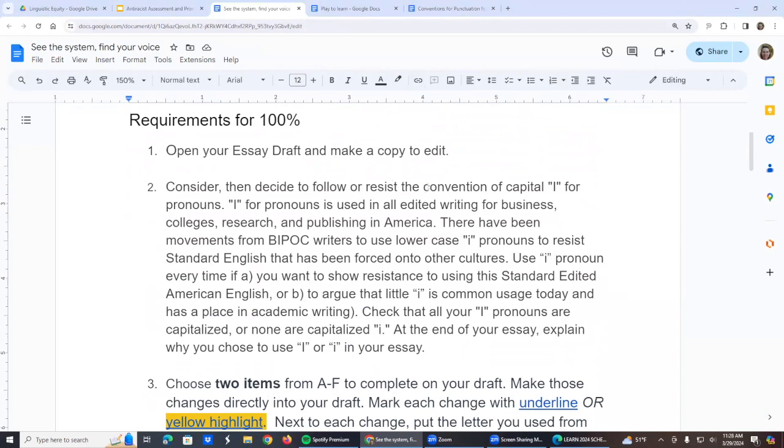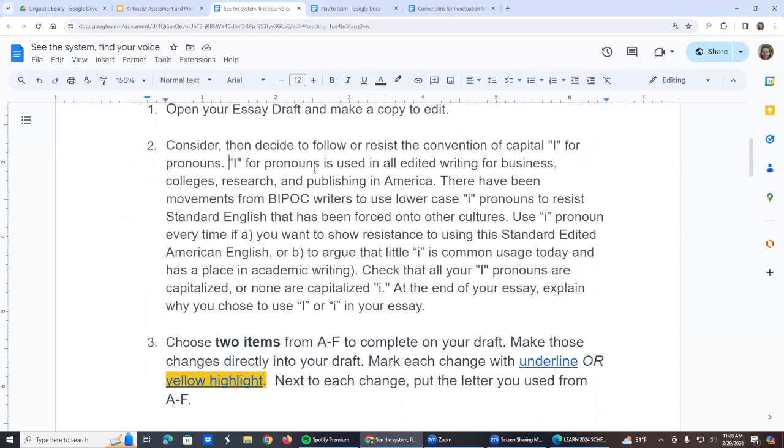So the first thing I ask them to do is consider and then decide to follow or to resist the convention of using a capital I for pronouns. Capital I for pronouns is used in all edited writing for business and colleges, research, and publishing in America. But there have been movements from BIPOC writers to use lowercase I pronouns to resist standard English that has been forced onto other cultures. So use the little I pronoun every time in your essay if you either want to show resistance to using this standard edited American English, or if you want to argue that little I is so common in usage today that it has a place in academic writing.